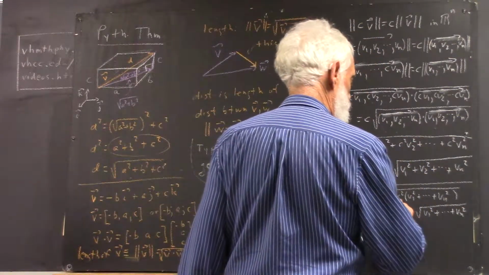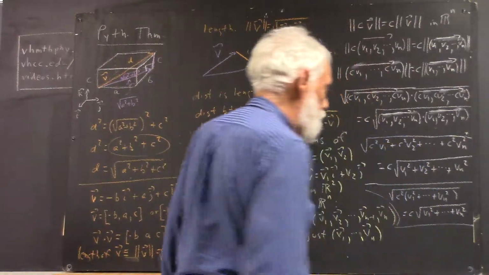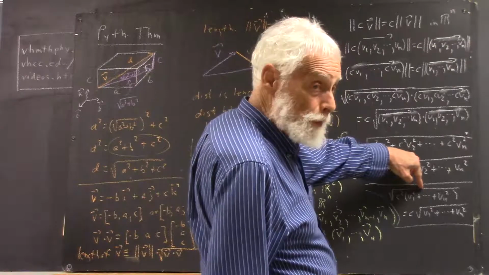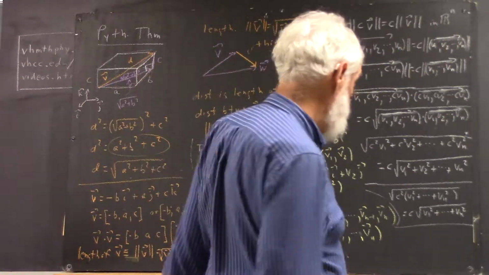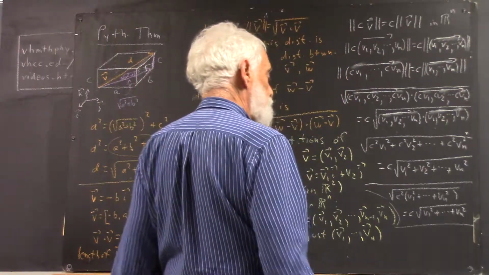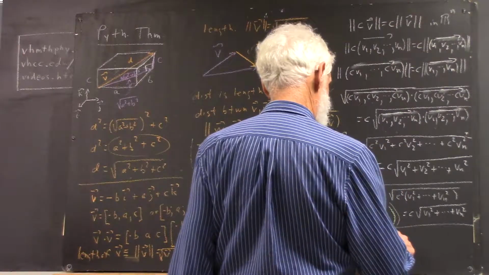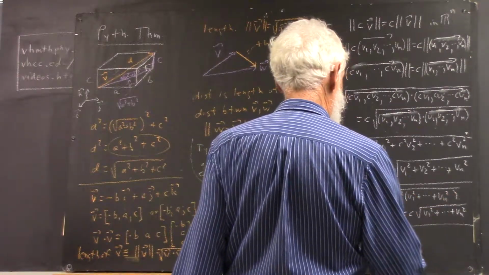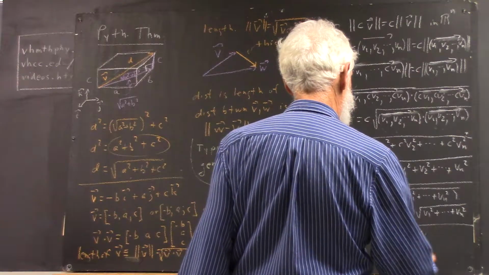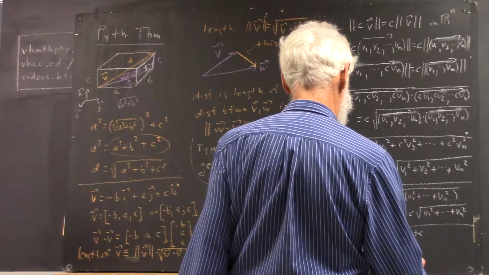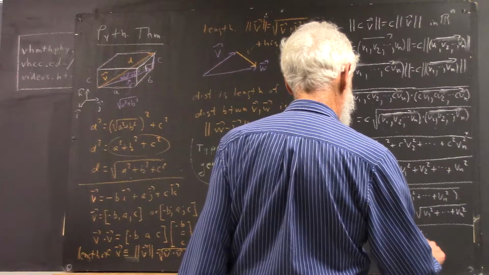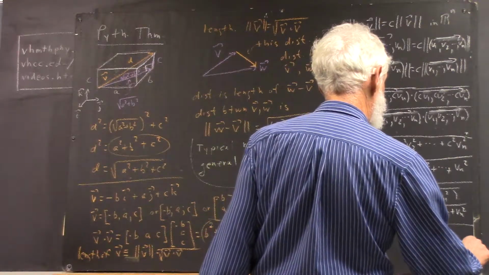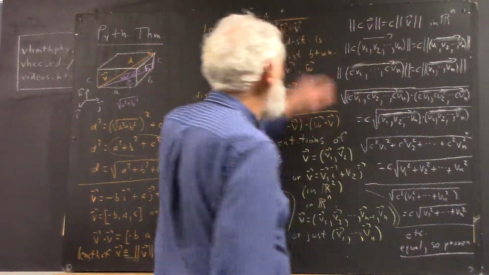And then this will be the square root of c squared times the square root of V1 squared plus dot dot dot plus Vn squared. And that's just c times this. So the two sides will be equal. So we've proven our result.